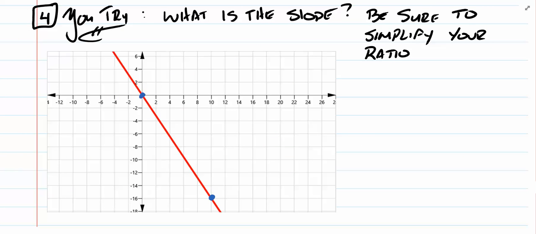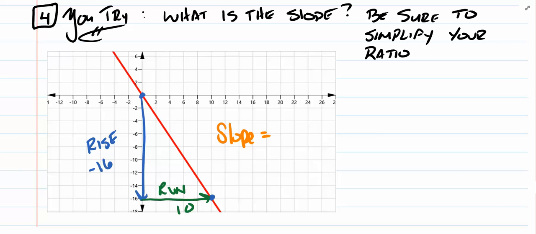Box number 4 is a you try. I've given you 2 points that are guaranteed to be on this line. What is the slope? Be sure you simplify your ratio. Hopefully you got the right answer.